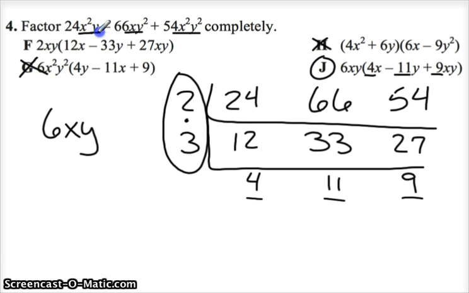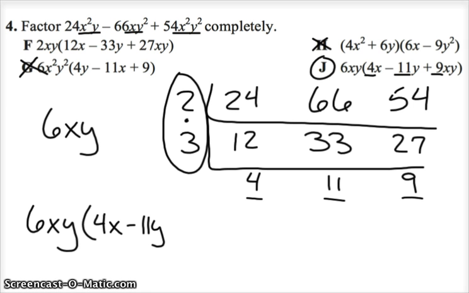So we take our greatest common factor out of all those terms. We are left with 6xy. Coefficients are 4. We take an xy out of the first term, which is x squared y, and we're left with just x. Minus 11. Taking xy out of xy squared, we're left with just a y. And then if we take 6xy out of 54x squared y squared, we are going to be left with positive 9xy. That indeed is the exact same as j, so that is the correct answer.